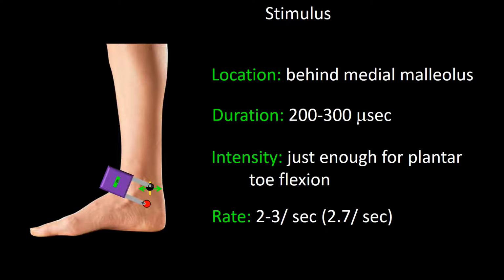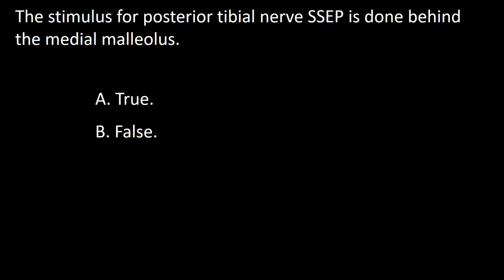The repetition rate should be from 2 to 3 per second, and the usual repetition rate is about 2.7 per second. The number of trials needed to have a clear evoked potential in the legs usually goes from 1,000 to 4,000 trials. So the answer to this question is true.